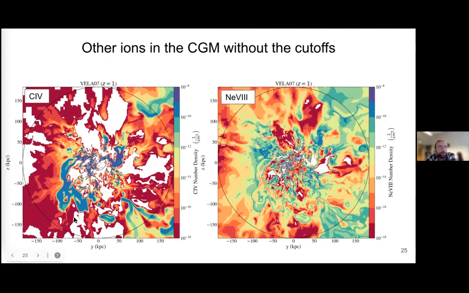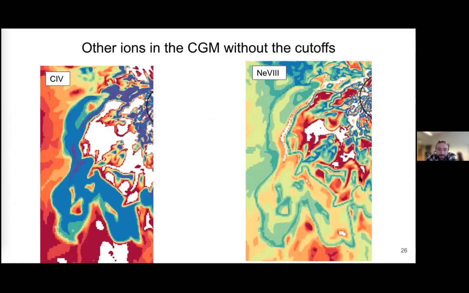Carbon 4 has a much lower ionization energy. Neon 8 has a higher one. But I put them in a slide because they show something interesting. So I'm going to zoom in on the biggest cloud here. That's this inverted Y shape on the left-hand side of the screen, or of the previous image. And the interfaces actually show up in these images, even though we haven't applied any cutoffs whatsoever.